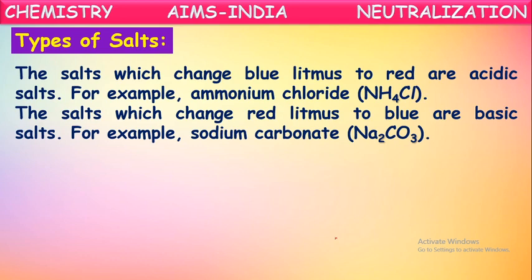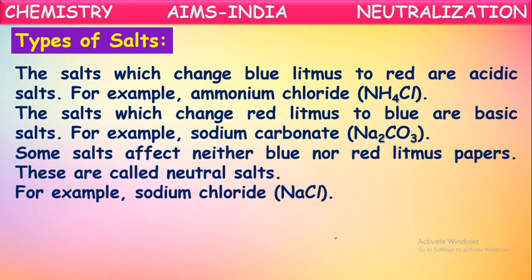And in a similar way, some salts won't show any color change with the litmus paper. That means they won't affect either blue or red litmus papers. Such types of salts are called neutral salts. For example, sodium chloride. Sodium chloride is a neutral salt. It won't show any effect with either blue litmus paper or red litmus paper. So that is called a neutral salt.